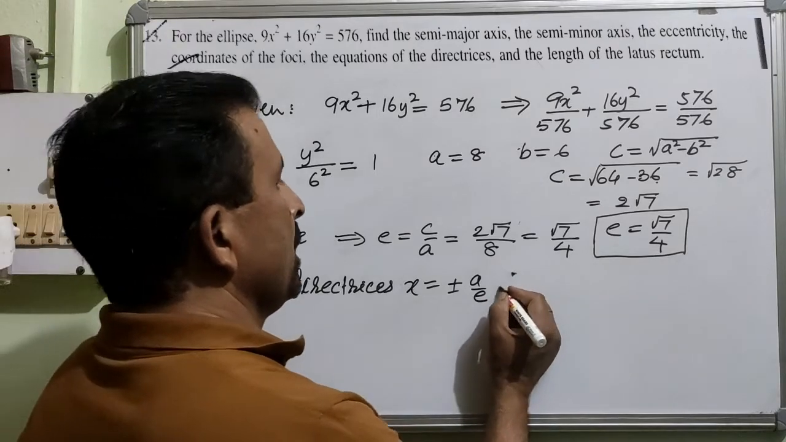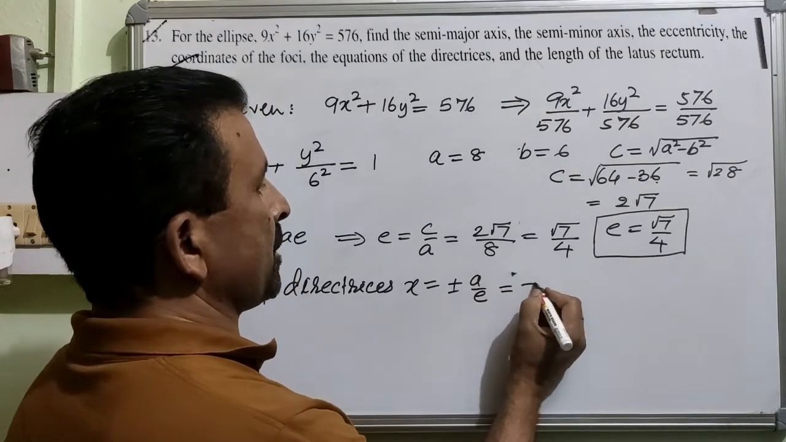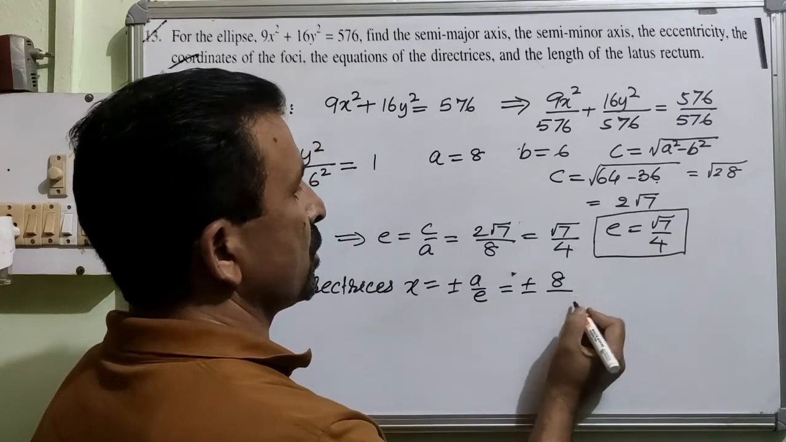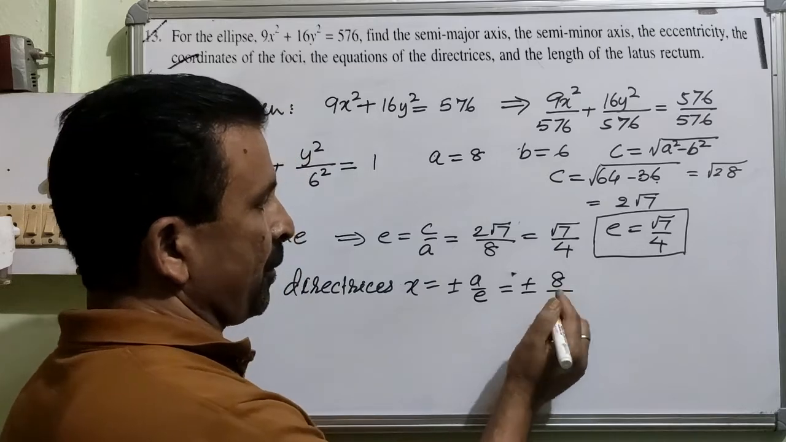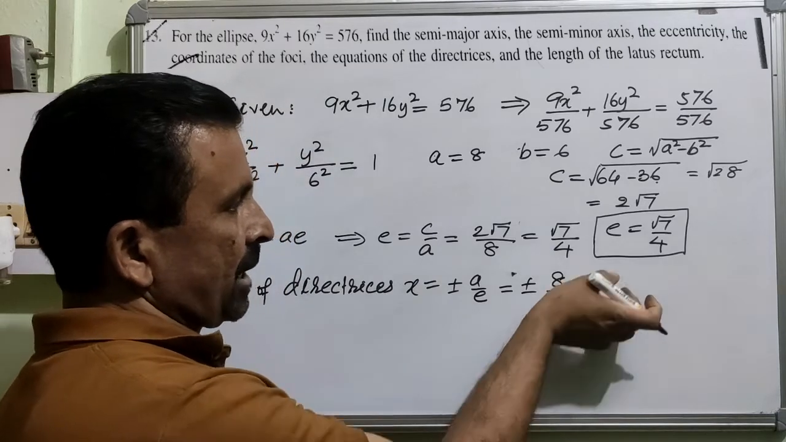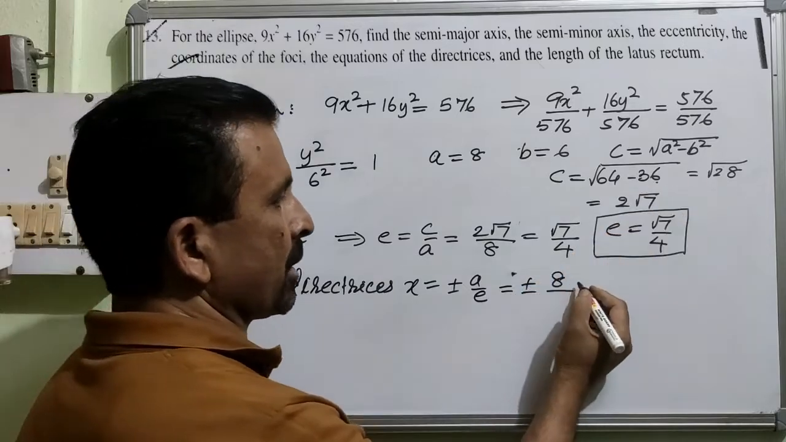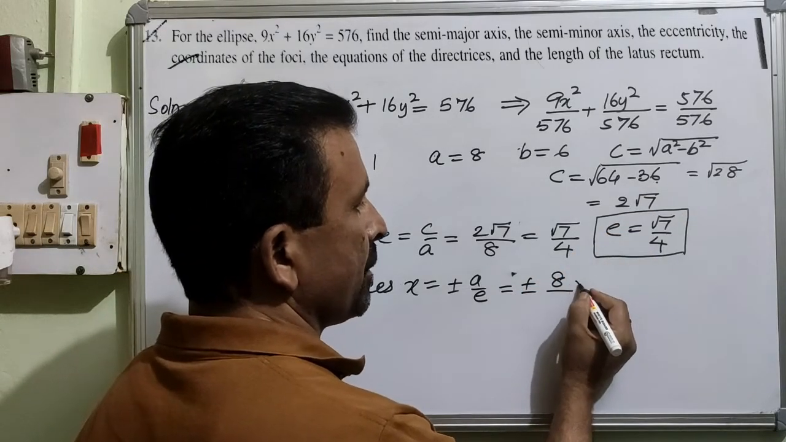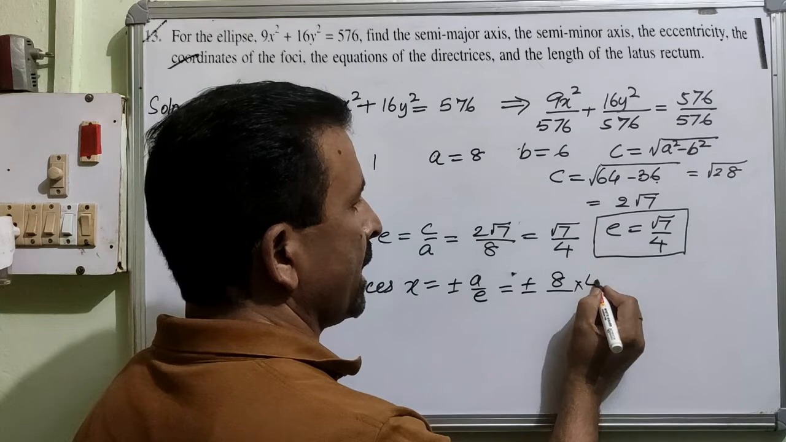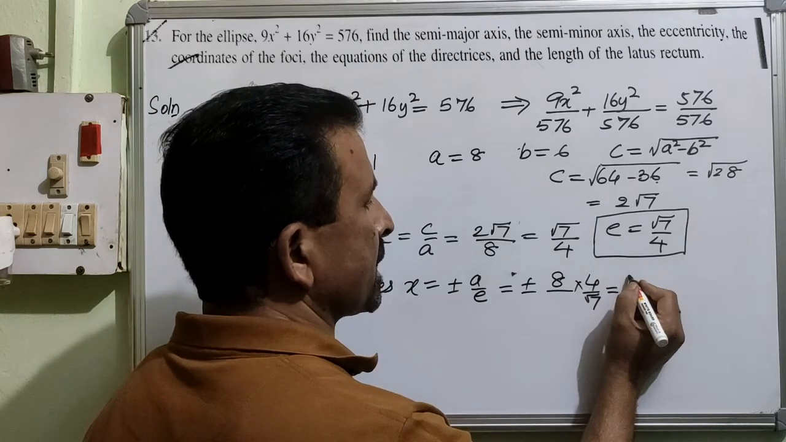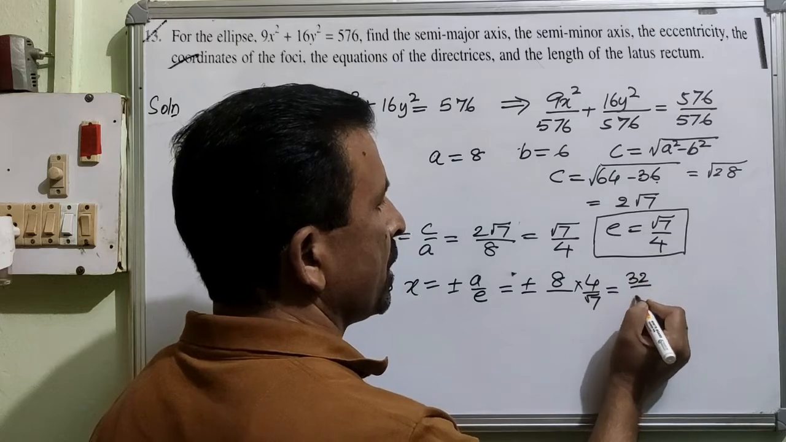Now here, we already calculated the value of A. This is plus minus, A is 8. E is how much? Root 7 over 4. And this root 7 over 4, because it is a fractional number, we can change this division into multiplication. This number will flip. Therefore, 4 will go up and root 7 will come down. Is it okay? As a result, this will become 32 over root 7.